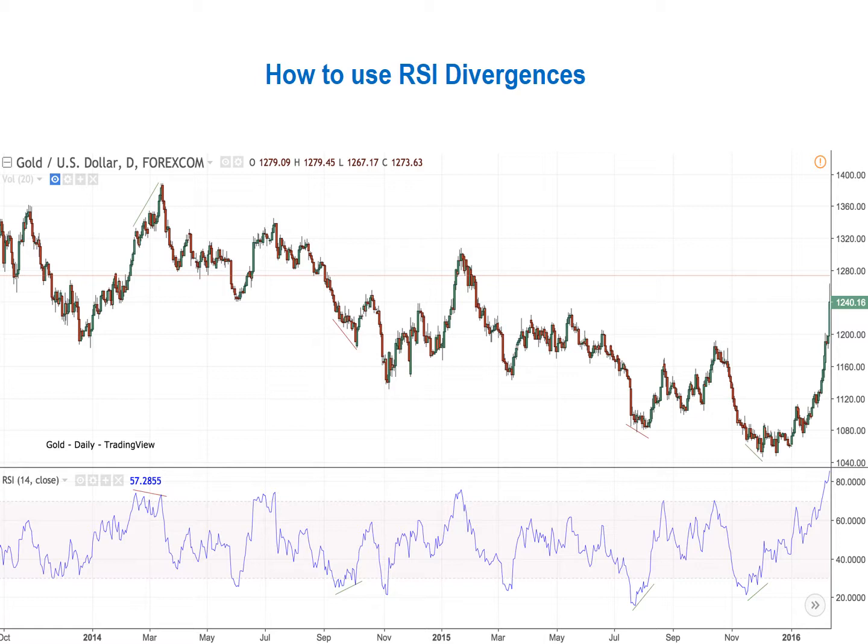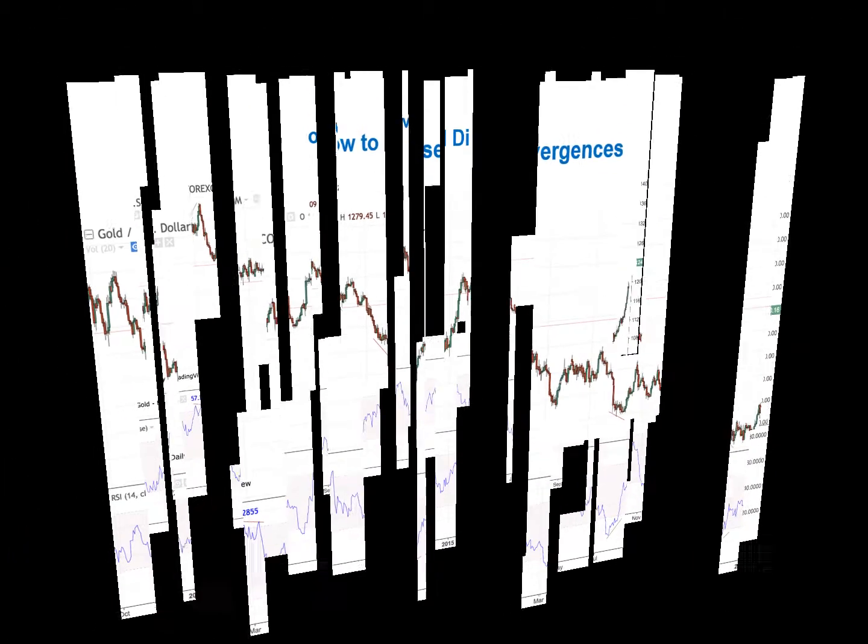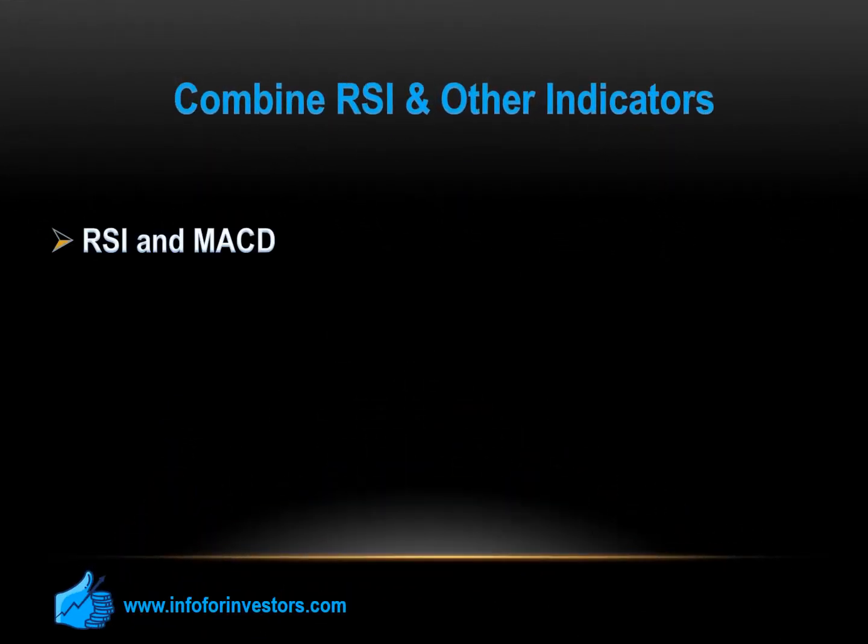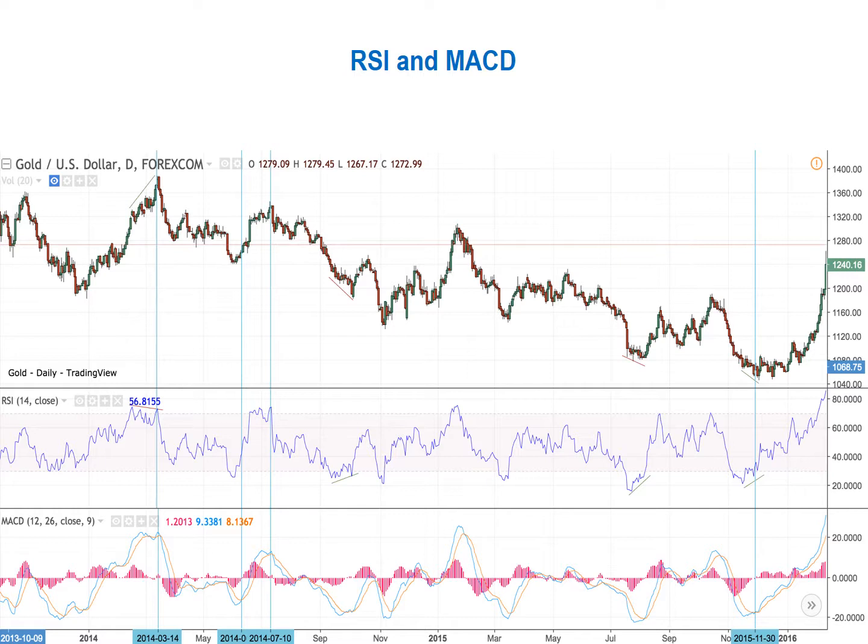You can combine the RSI with other indicators, for example RSI and MACD. Remember that the MACD, or Moving Average Convergence Divergence, measures the momentum of an asset by comparing two moving averages. Read our article, How to Use the MACD Indicator in Your Trading. Let's have a look at the MACD indicator.